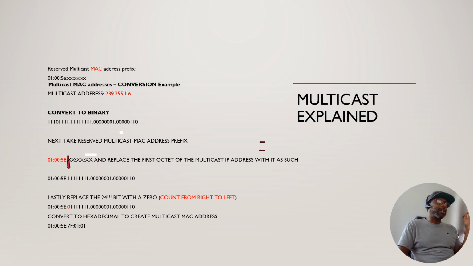Last, you want to convert to hexadecimal to create the multicast MAC address. So what you'll get from that now is 01005E7F0101.